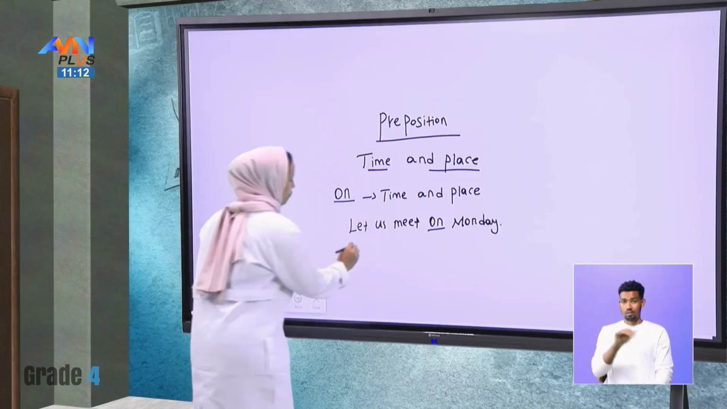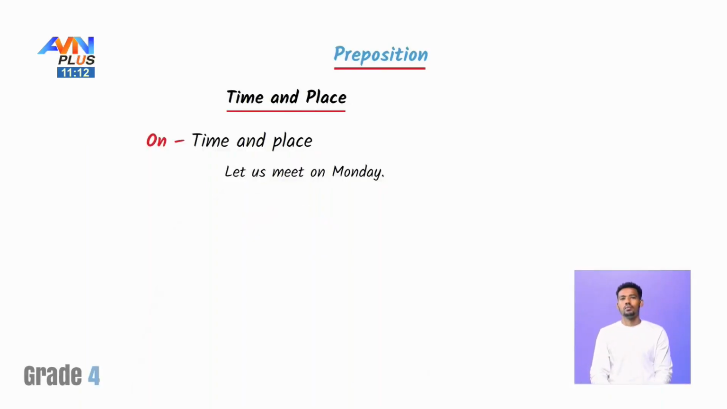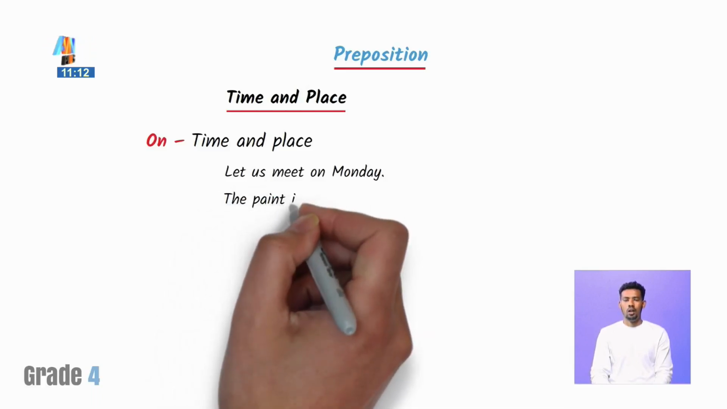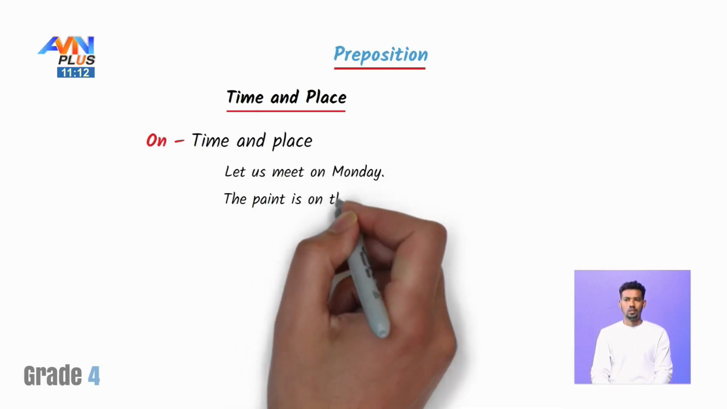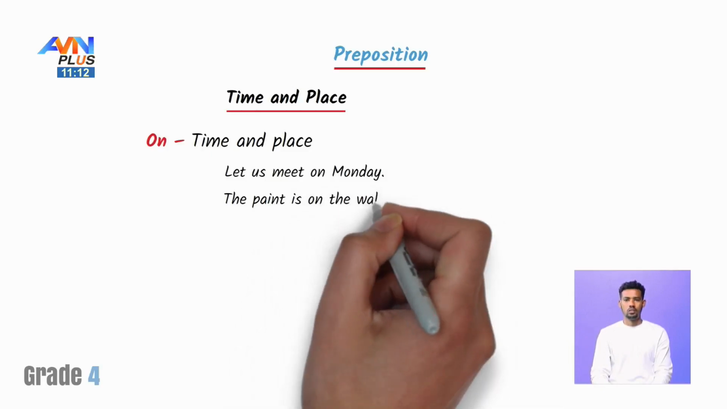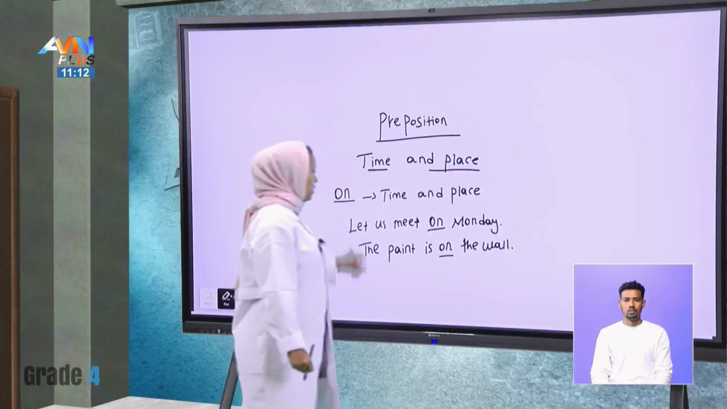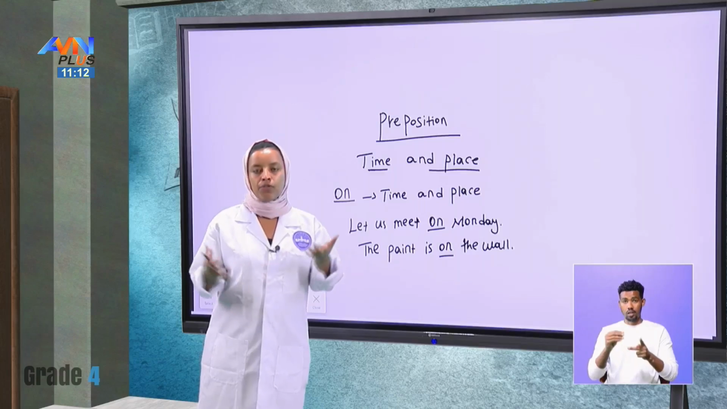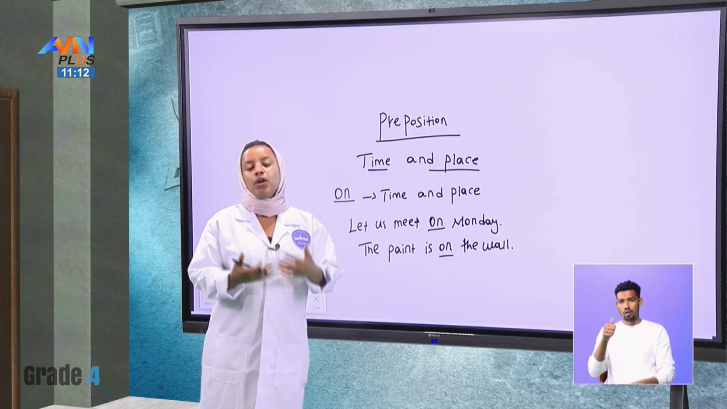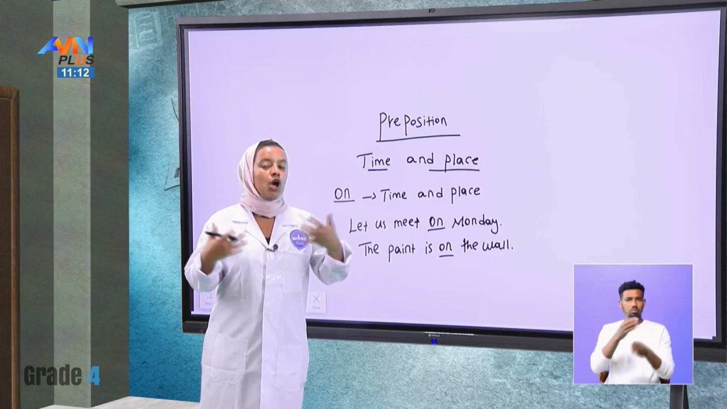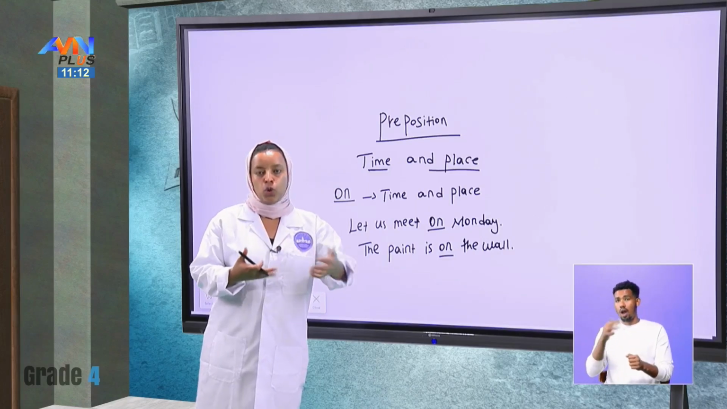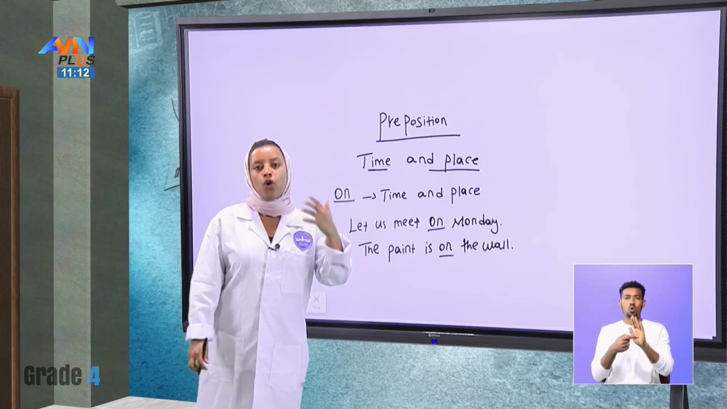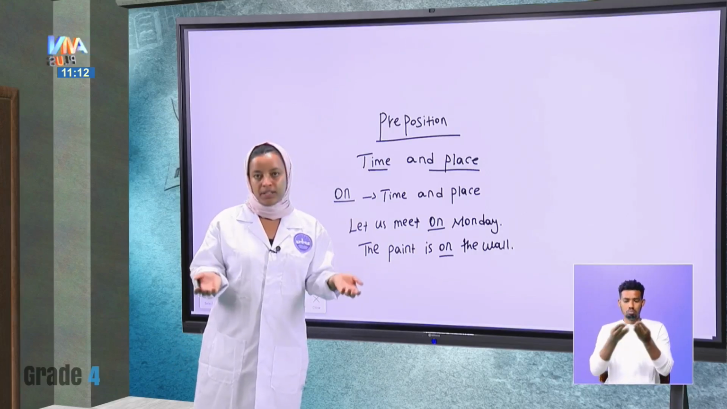And also, the paint is on the wall. Because we said on can be used to show surface and also main streets. For example, on Arada Street, on Arakilo Street, to show main streets, and also specifically we can use on to show a surface: on the wall, on an exercise book, and so on.